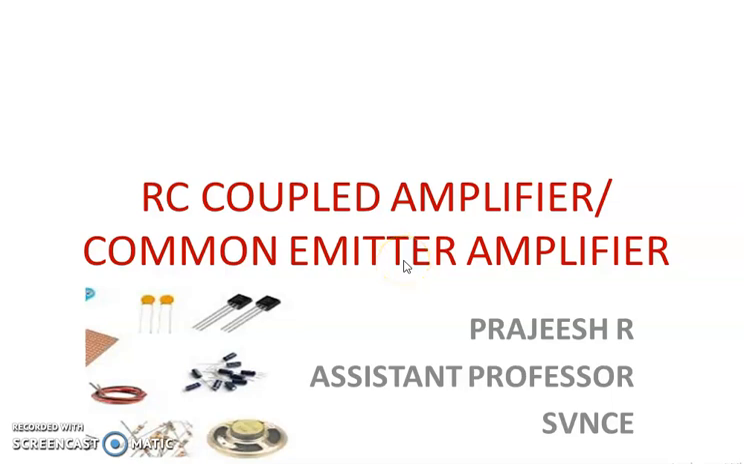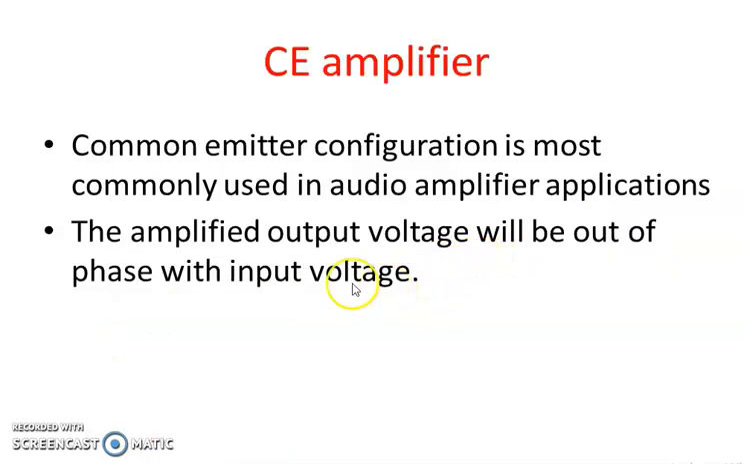In this session, we are going to study the RC coupled amplifier, or common emitter amplifier. Before going to the CE amplifier, we should know what an amplifier is. An amplifier is a device that can convert a weak signal to a strong signal. We know that the transistor has mainly three types of configuration: common base, common emitter and common collector configuration. And this RC coupled amplifier, or CE amplifier, is designed in common emitter configuration.